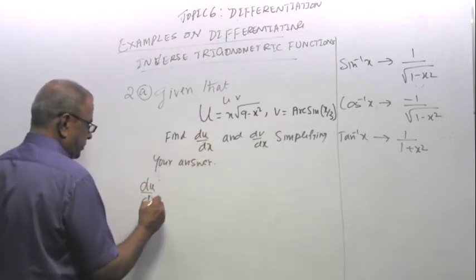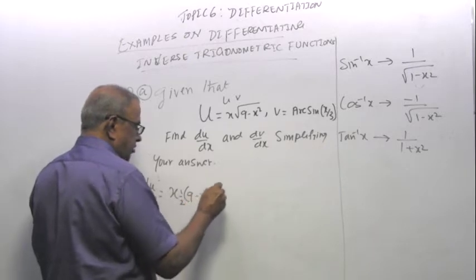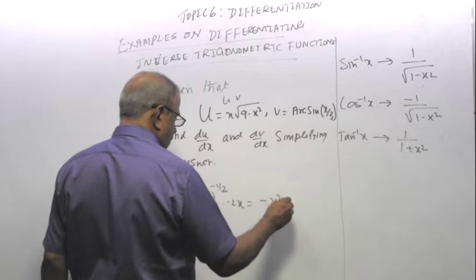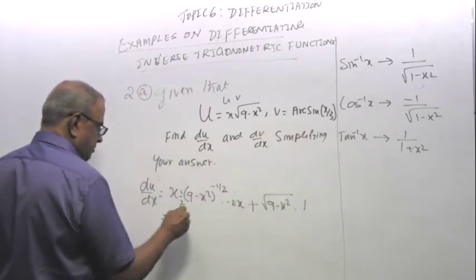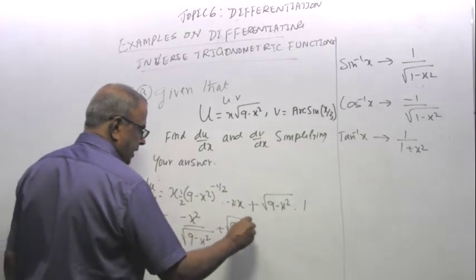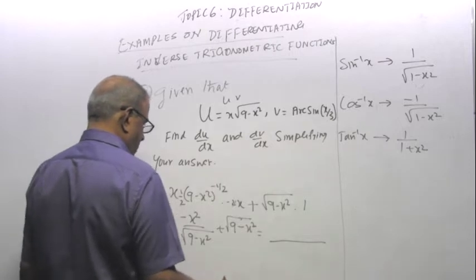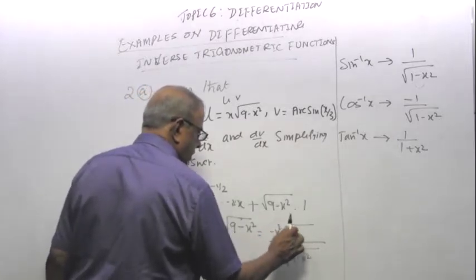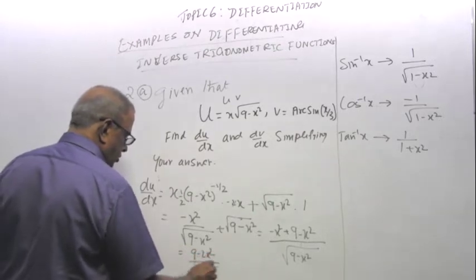So, du by dx equal to: u is x times root 9 minus x squared. When you differentiate root 9 minus x squared, I get half of 9 minus x squared to the power minus half. That takes care of the root. And the derivative of the inside gives you minus 2x. So it is minus x squared over the root. Oops. Sorry, plus. v is root 9 minus x squared, and dx by dx is 1. This can be simplified as minus x squared over root 9 minus x squared plus root 9 minus x squared. I can simplify this further. Root 9 minus x squared is the LCM. I get minus x squared plus 9 minus x squared. So, it is 9 minus 2x squared over root 9 minus x squared.